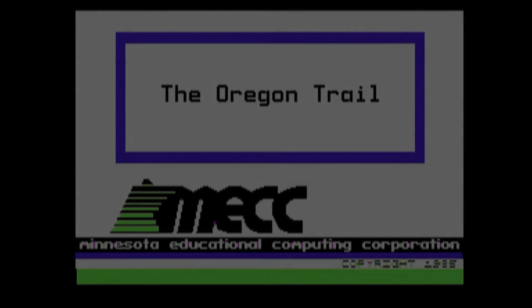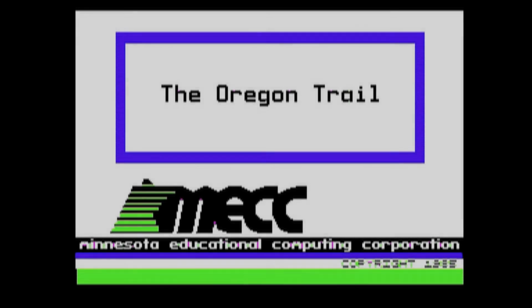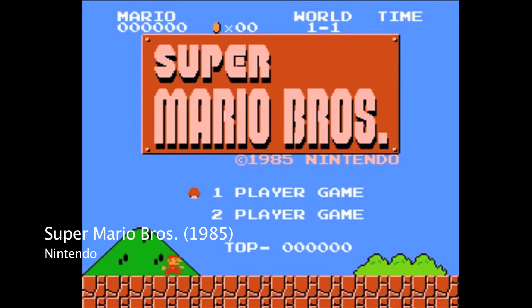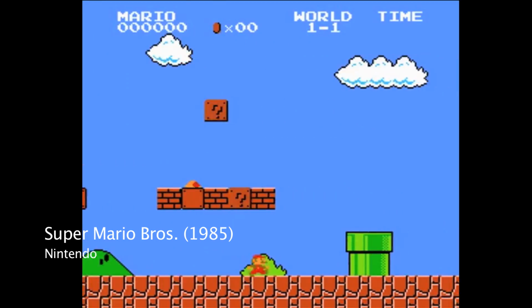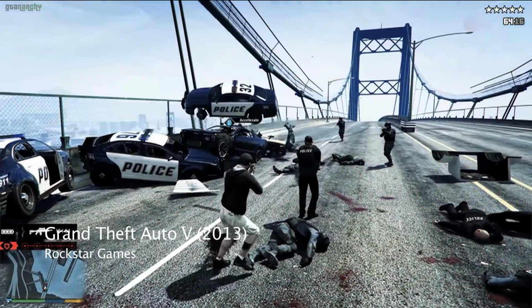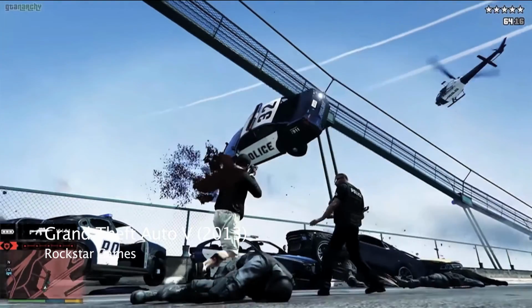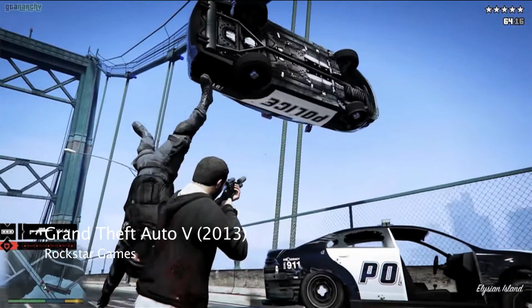The 10 combined versions of the Oregon Trail have sold over 65 million copies, making it arguably the most successful and profitable educational game of all time. In comparison, the original Super Mario Bros. only sold 40 million copies, while Grand Theft Auto V has sold more than 75 million copies. But that's an episode for my After Dark series.